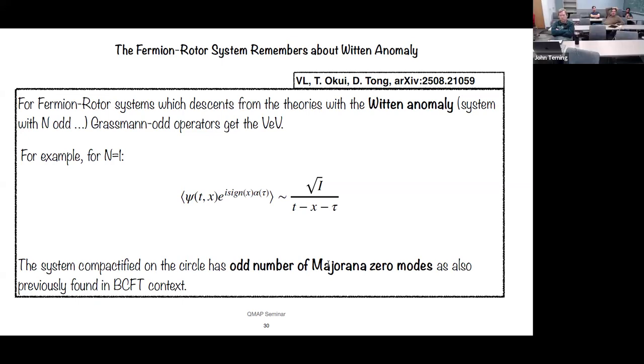Yes. Sorry, can you say a little more? I really didn't get the connection between the anomaly and the VEV of the fermion operator. Can you just say a little more about that? I didn't get it at all. I don't know if there is an explicit connection.